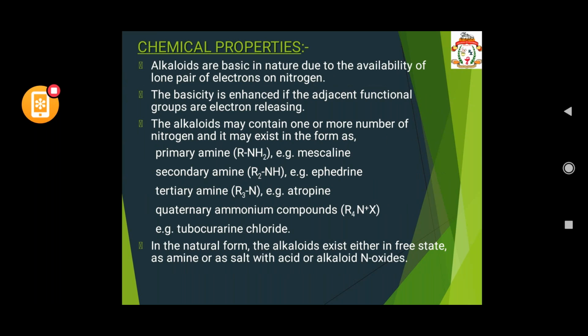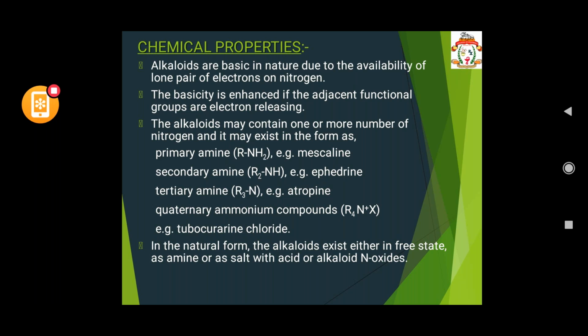Now let us study the chemical properties of alkaloids. These are basic in nature due to the availability of lone pair of electrons on nitrogen. The basicity of alkaloids is enhanced if the adjacent functional groups are electron releasing. That means if the functional groups are electron releasing, the basicity is enhanced. And if you want it to be neutral or acidic, then the functional groups should be electron withdrawing.